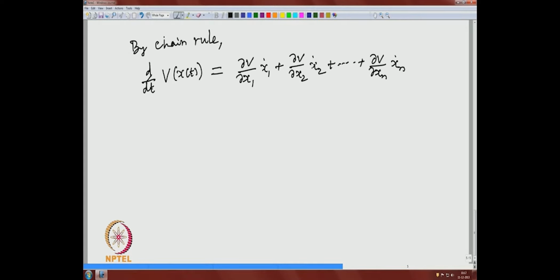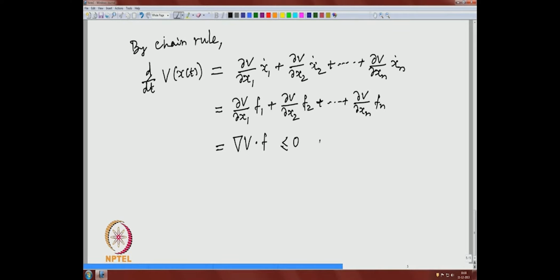But remember, x is a solution of system 1. So, this is nothing but dv by dx1 f1 plus dv by dx2 f2, etcetera. And this is f, and this is nothing but del v dot f. That is what we defined, and by our assumption this is less than or equal to 0 in omega by condition 2.